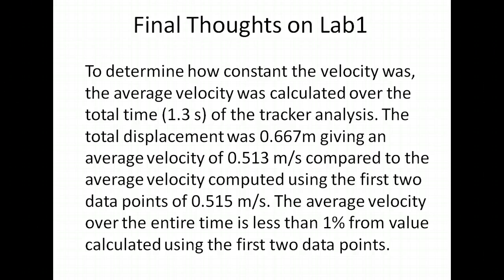Some final thoughts. To determine how constant the velocity was, I calculated the average velocity over the whole 1.3 seconds of the Tracker analysis, giving me a value of 0.513 meters per second compared to the 0.515 meters per second calculated in the first 2 data points. The average velocity over the entire time is less than 1% from the value calculated in the first 2 data points.